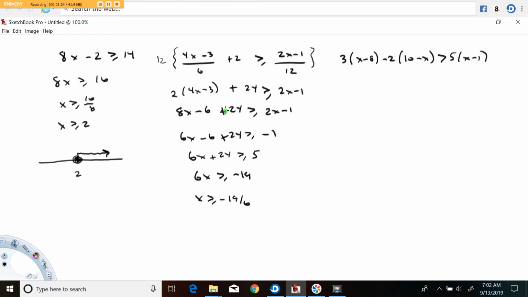Give me a moment here. I just want to compare that to what I've got over here before I move on. Okay, I'm going to assume I did everything right and just go with it. Sketching it on a number line, here's negative 19 over 6. This says greater than, so circle closed because of the equality, arrow to the right.